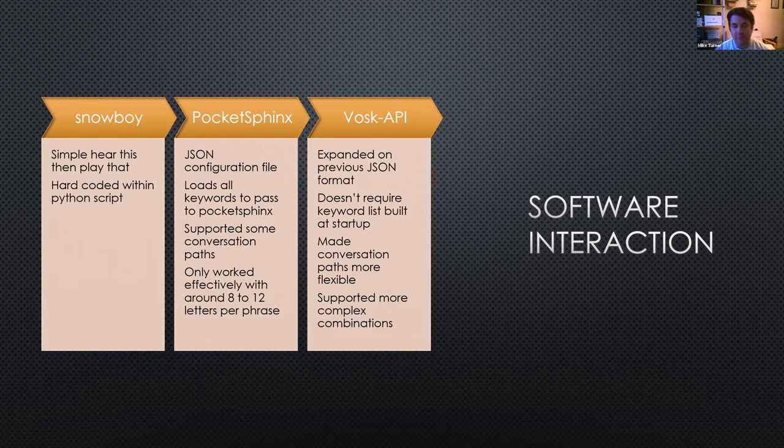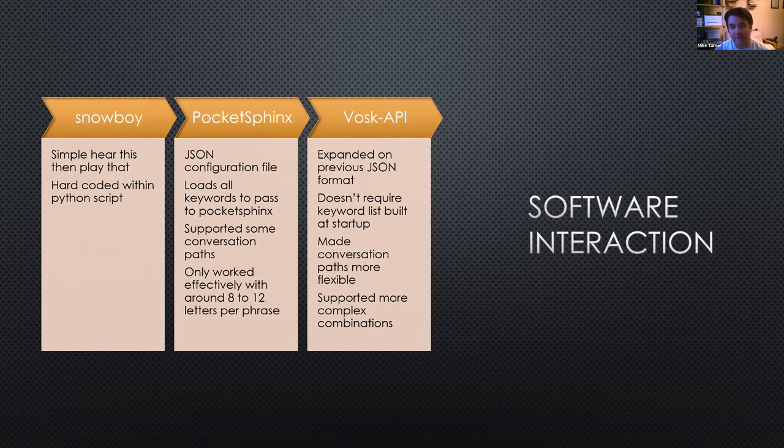The way that Pocket Sphinx works is you have to tell it what keywords you want it to listen to, and it really only works with about 8 to 12 characters. It's a certain number of syllables, but there's an optimal number that it will trigger on correctly. So what I had to do was build a keyword list at the start of the program and shove that all into Pocket Sphinx so it knew what to expect and listen to, and from there it would react to trigger words that it received.